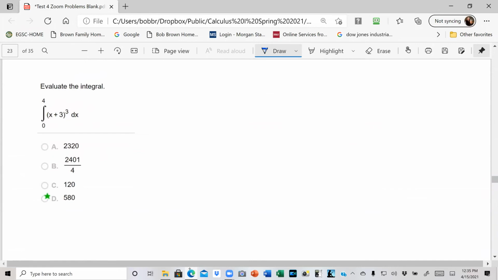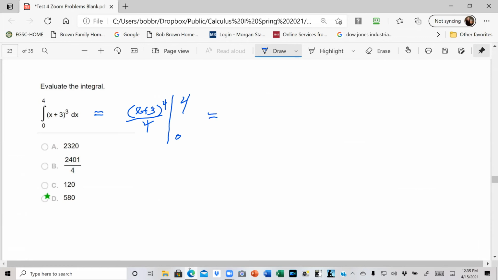And we want to evaluate this integral. The antiderivative of (x plus 3) to the 3rd power will be (x plus 3) to the 4th power over 4, integrating between 0 and 4.